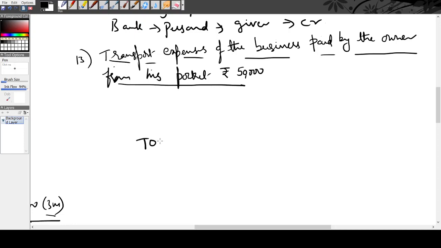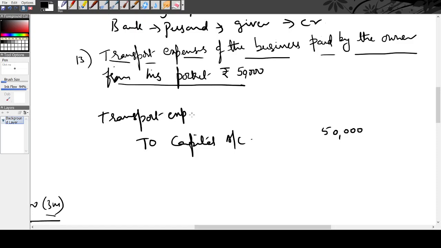Now who is giving money? The owner. So I'll write to capital because the owner is the giver. Hence I'll record credit to him 50,000 rupees because he has given. He has paid money on behalf of the business for what? So we have to record the expense as well. Transport expenses account debit 50,000. So what's the logic I followed here?